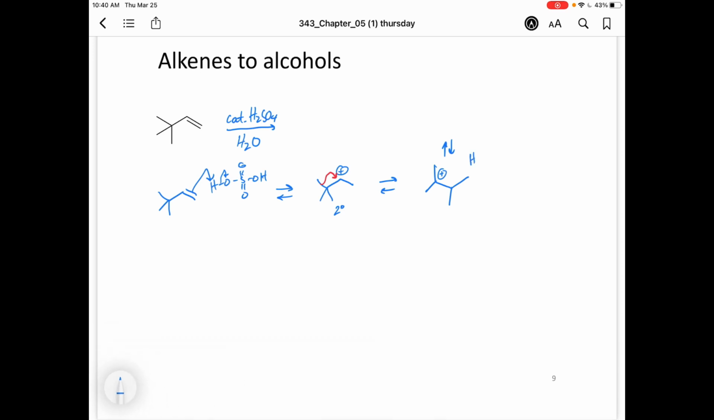Let's draw what happens here. So we've got water. We're going to have water attack at this carbon here. And then we're going to take another molecule of water, and we're going to deprotonate this because we don't isolate these high energy acidic compounds like this.